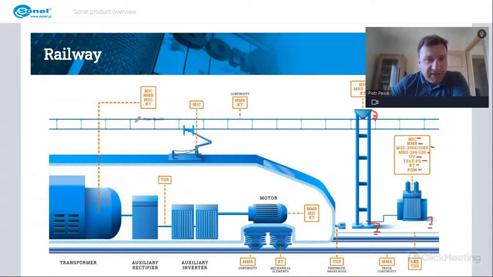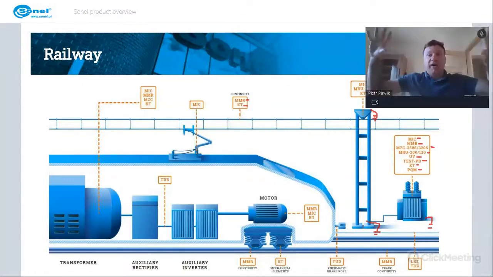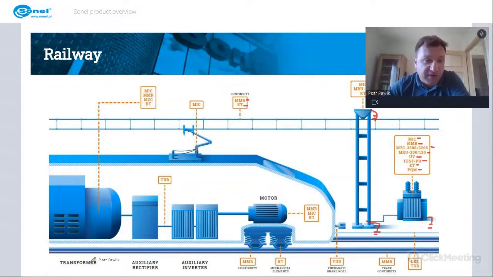Now, as we look at the line itself, we can check its continuity with the micrometers, the MMR series, and overheating parts with thermal imagers of KT series. Okay, so that was the overhead infrastructure. Now let's look at what we can have on the ground.